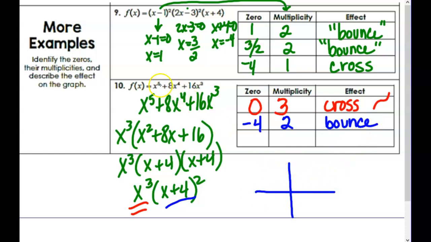Just again, for your information, this was a degree 5 with a positive leading coefficient, so it's got to start from down here somewhere. We had a 0 at -4 and at 0. At -4, we said it was going to bounce, so it would come from here, bounce, and then at 0, it would cross. It would probably do this little goofy thing like that. All right.